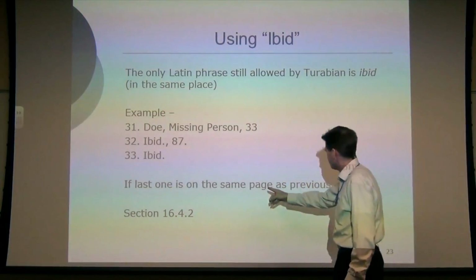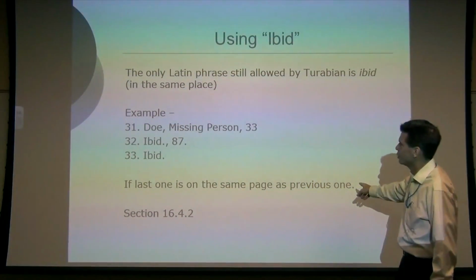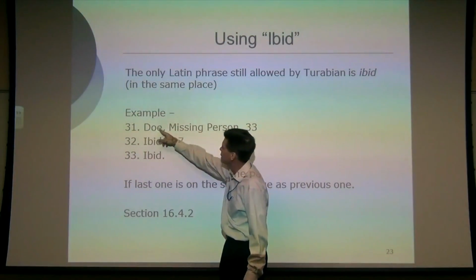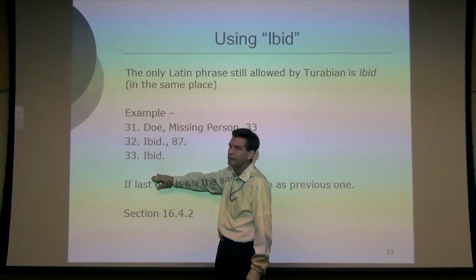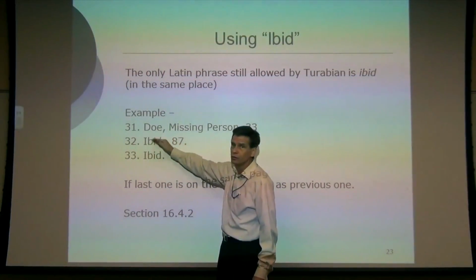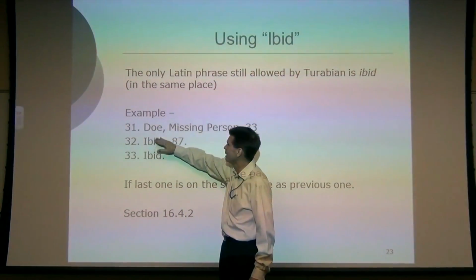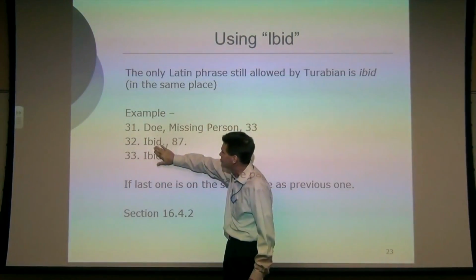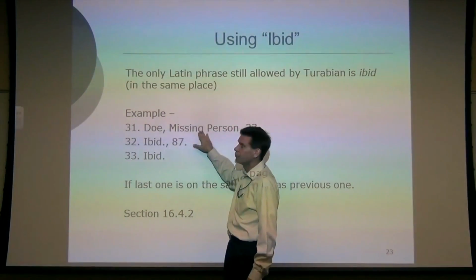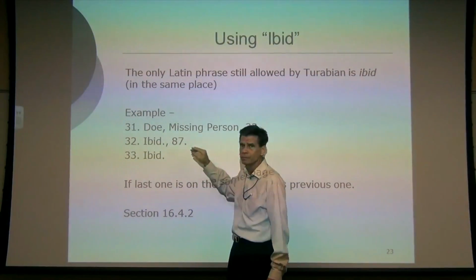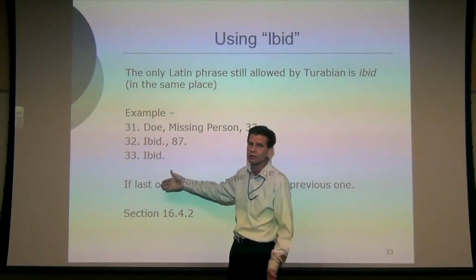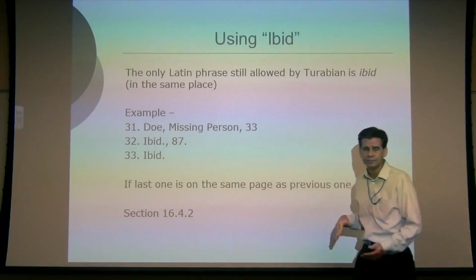But you've got to make sure that if you're changing to something else, you can't use Ibid for DO afterward. You've got to do DO over again. You can only use Ibid if it comes right after. Everything you use after that is referring to DO, Missing Person. And the next time you use something different, then you have to start all over.